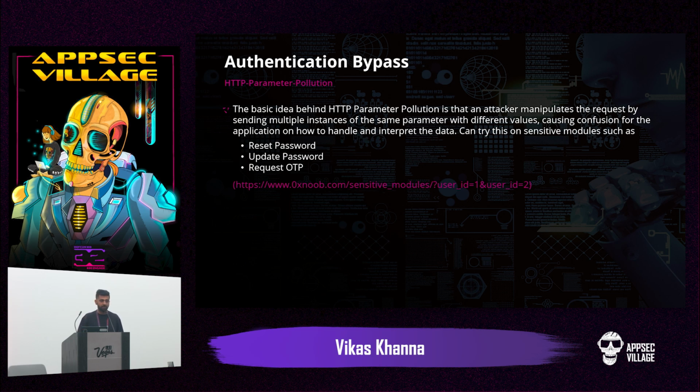If the application is vulnerable, it will send the password reset token to both email IDs, but it will be activated for one account only, depending on how the application is doing that. Maybe it is validating the first parameter or the second parameter, that you have to figure out. It depends on the application. Whenever you receive that link, you can go to the application, change the password of your victim, and take over the account. You can try this on reset password, update password, wherever you are receiving OTPs.